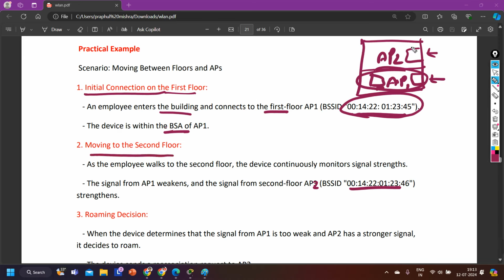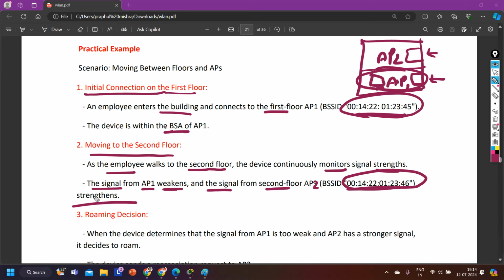Moving to the second floor. When the client moves to the second floor, as the employee walks to the second floor, the device continuously monitors signal strengths, and the signal from AP1 weakens. Getting my point? The signal strength will start dropping. That means the AP1 signal weakens, and the signal from the second floor AP, that is AP2 with its BSS ID, strengthens, right? Sorry, my client machine is getting a stronger signal from AP number 2 now, and is getting a weak signal from AP number 1.